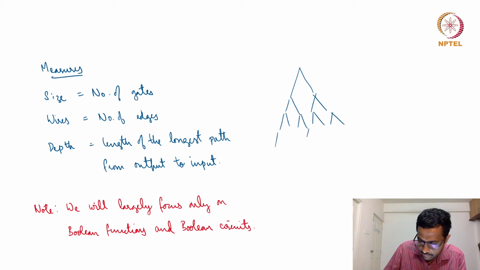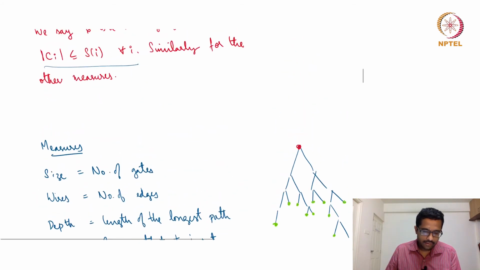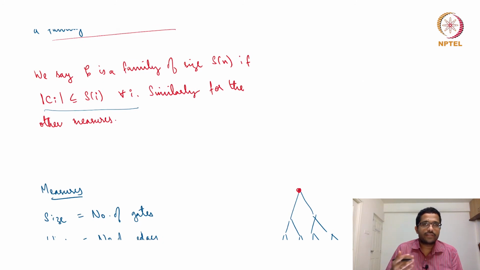So what is the maximum length of it? The output will be at the top, the red one, and let's say the green ones are the inputs. What is the length of the longest path from an input to the output? That is the depth. If you look at it as a tree, then it is just the height or depth of the tree. So what is the longest path from the red to any green? You could also define depth for a family of circuits that have some d_n depth in a similar manner.